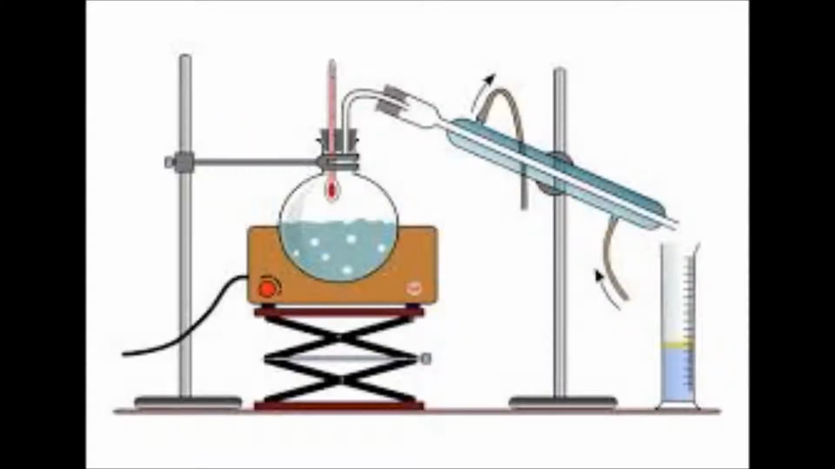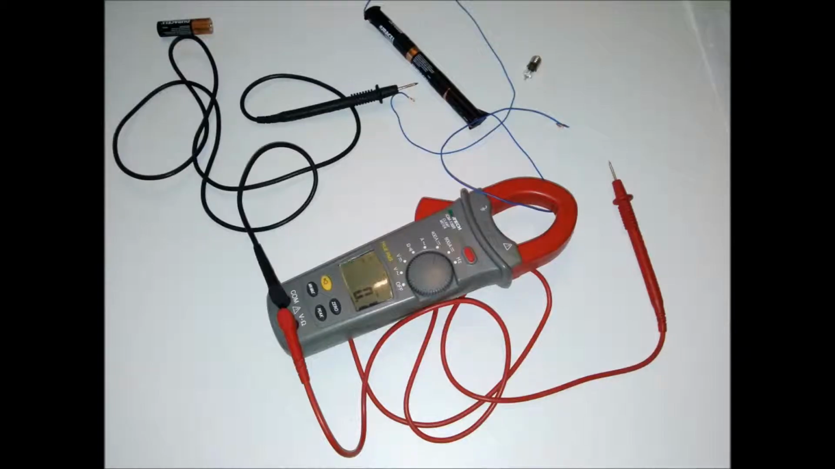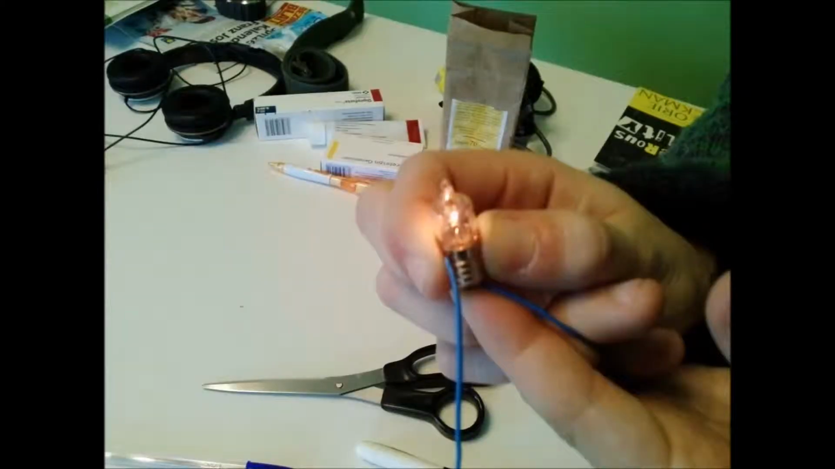So we did a small experiment. This experiment contained a 6-volt light bulb, a 4.5 volt battery, and a 1.5 volt battery. So the light bulb lit up like this with the 4.5, and like this with the 1.5.